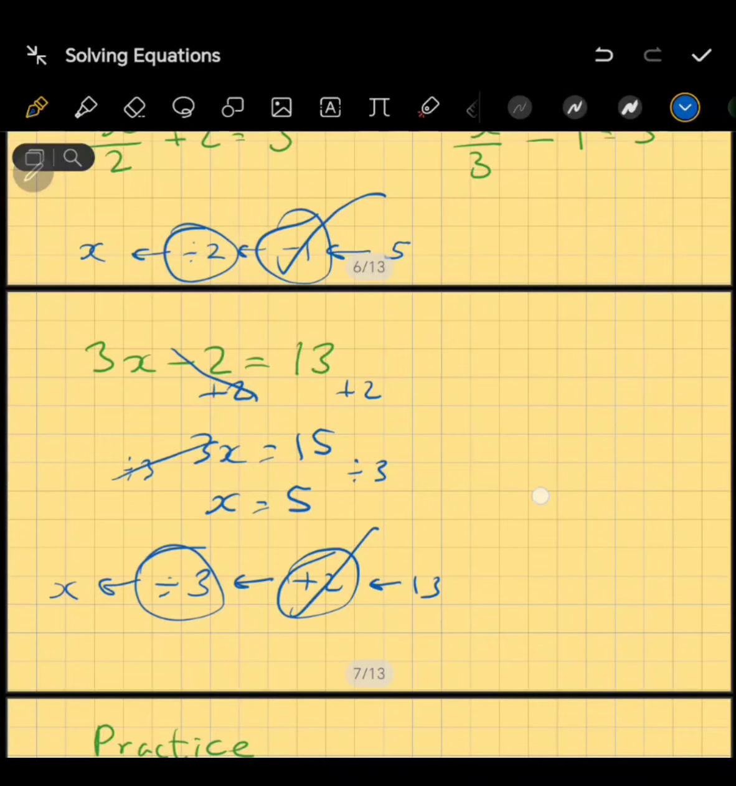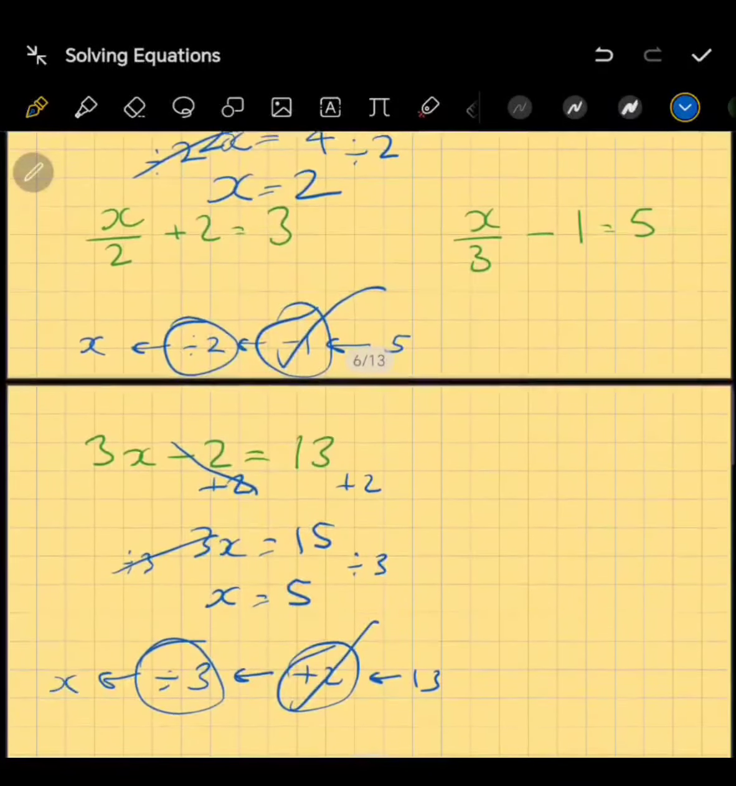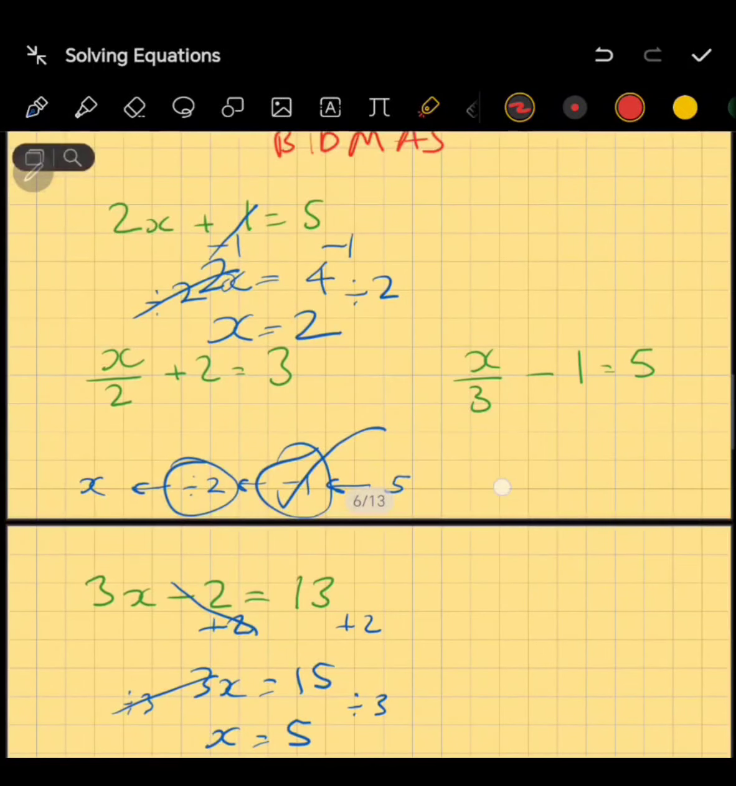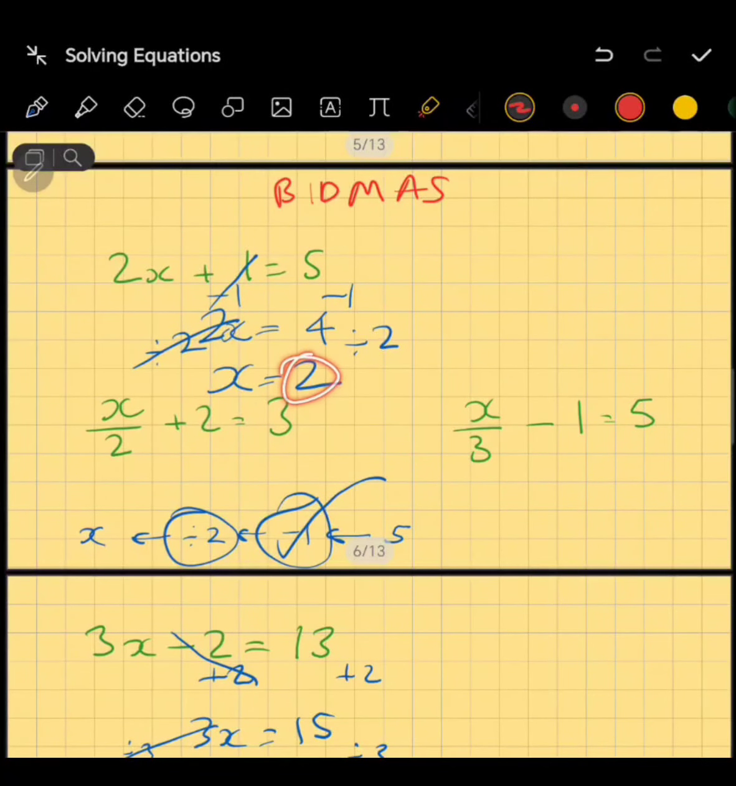And just to go back to that method of checking if we've got it right, if x is 5, let's see if that works. 5 times 3 is 15. 15 take away 2 is 13. So x is 5, that's correct. And again here, if x is 2, 2 times 2 is 4. 4 plus 1 is 5.